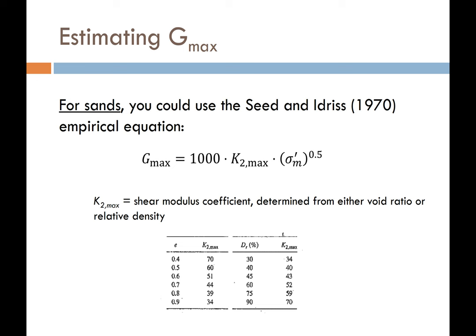Okay, now if I have sand soils, I don't need to use that big previous equation. We can use something that may be a little easier. Seed and Idriss came up with an empirical equation based on their laboratory testing, and it's this function right here. This K2 max is just a coefficient, and it's a function of either void ratio or relative density, whichever one we prefer. So whatever your soil is, just grab the corresponding value from this table, and this mean effective stress is computed just like we discussed in the previous slide.